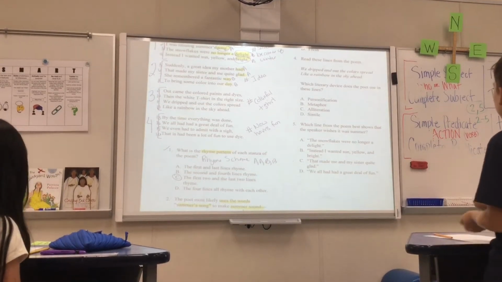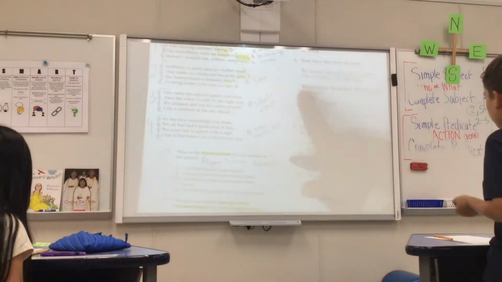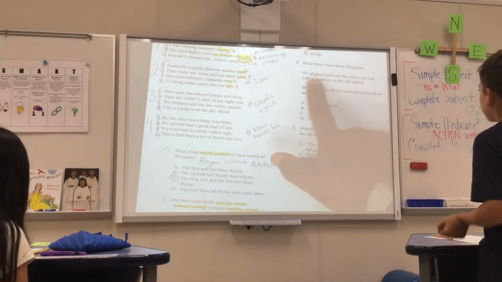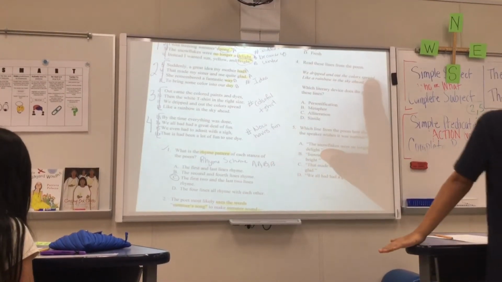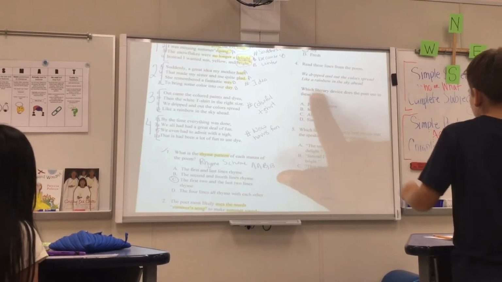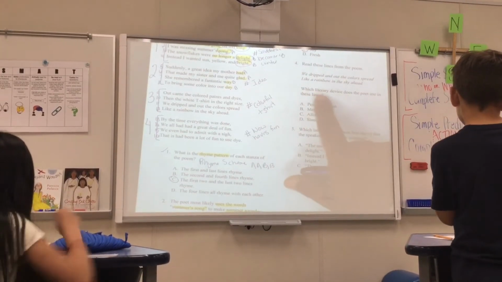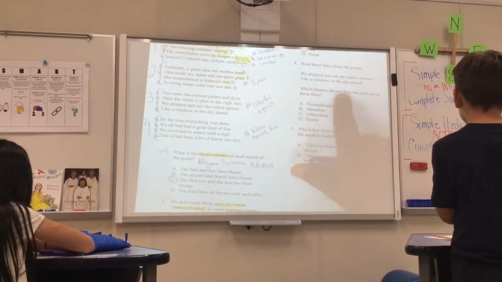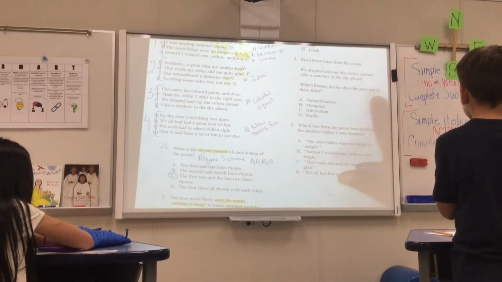Okay. Literary devices. Okay. Let me have Sabrina read 4. Read these lines from the poem. Pay attention. We drifted outwards from the spread, like a rainbow in the sky ahead. Which literary device does the poet use in his lines?